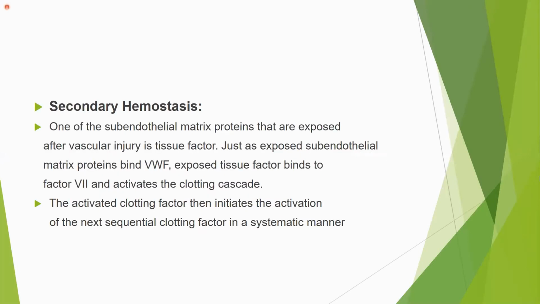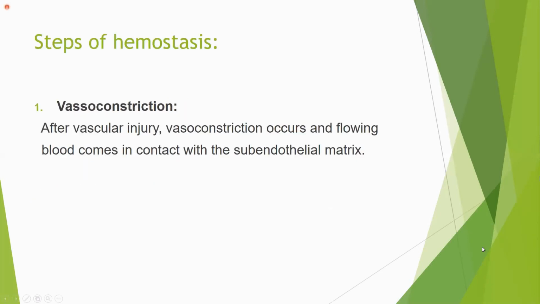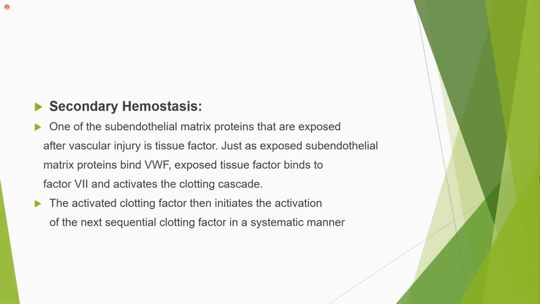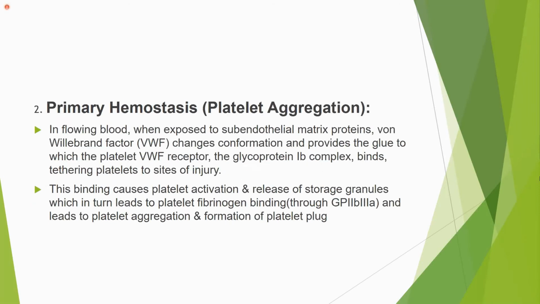So glycoprotein 1B is the receptor that is present on the platelets, and it binds to the von Willebrand factor. This binding causes the platelet activation and release of storage granules, which in turn leads to platelet fibrinogen binding.